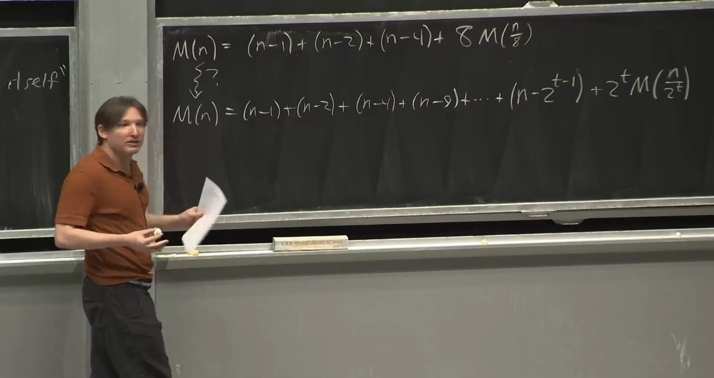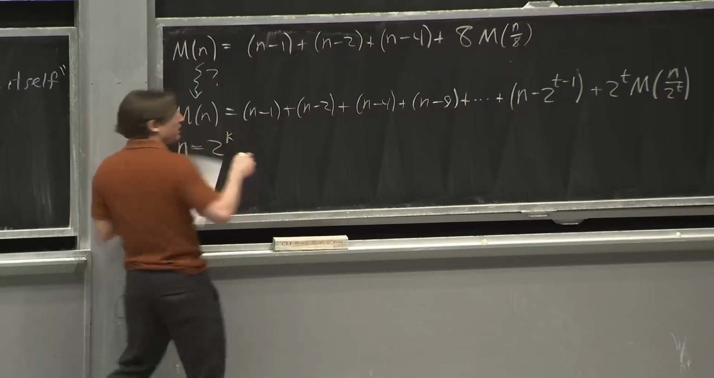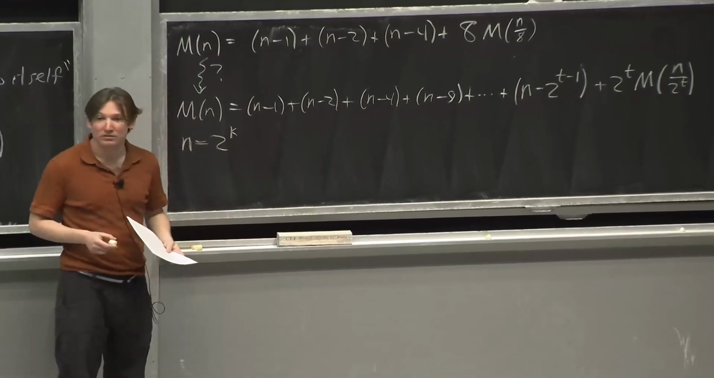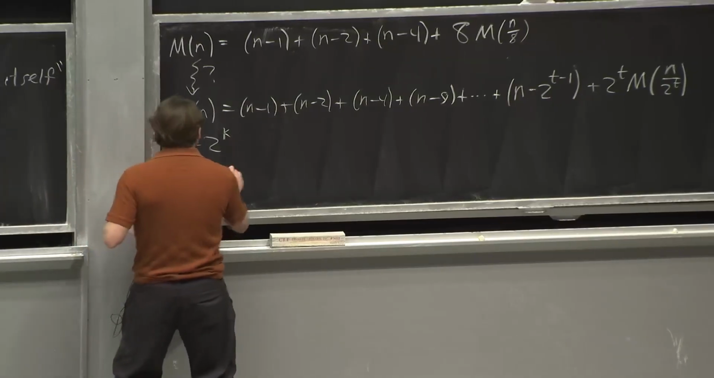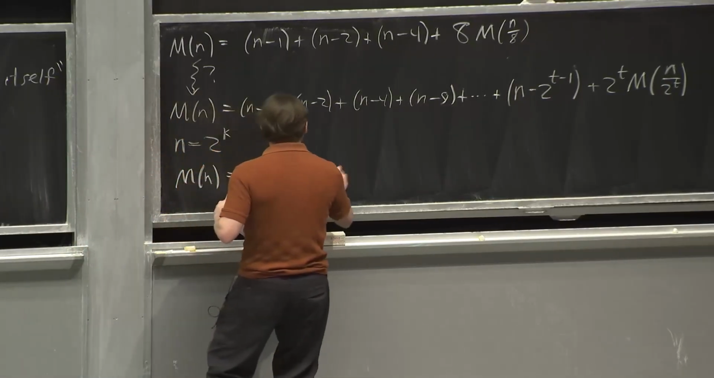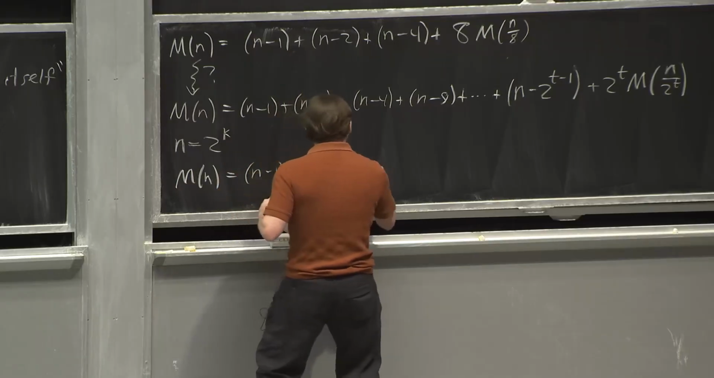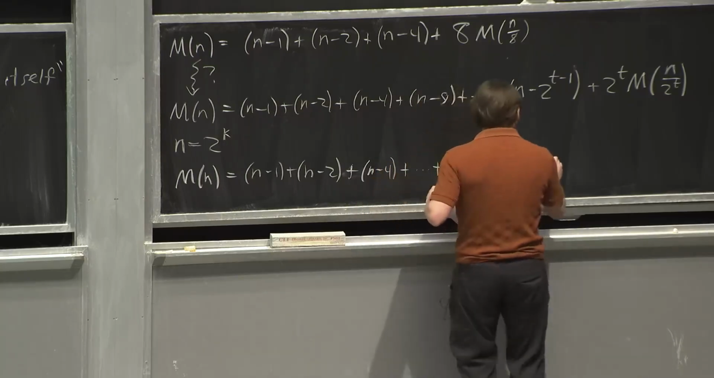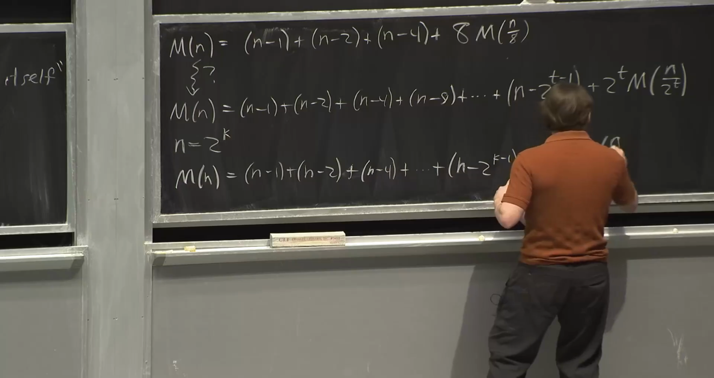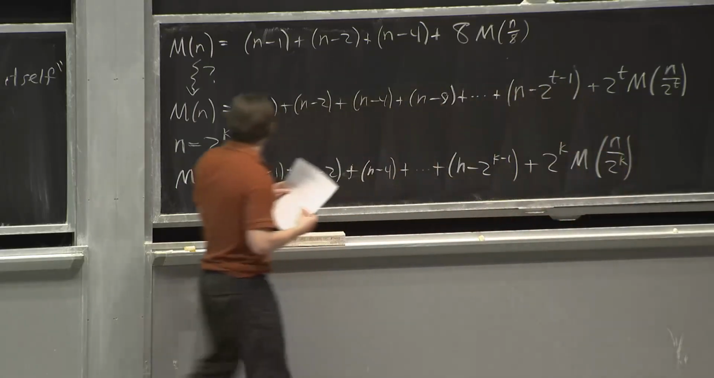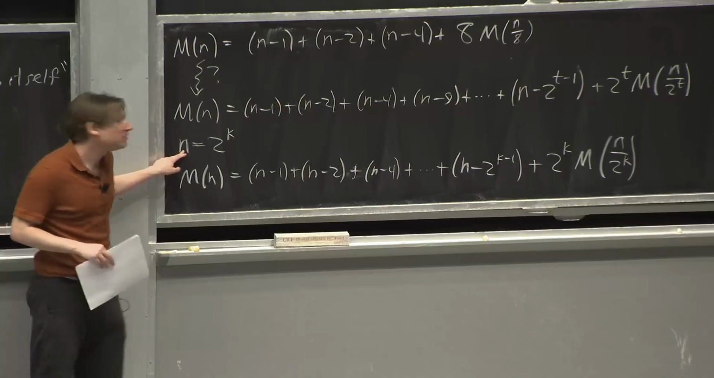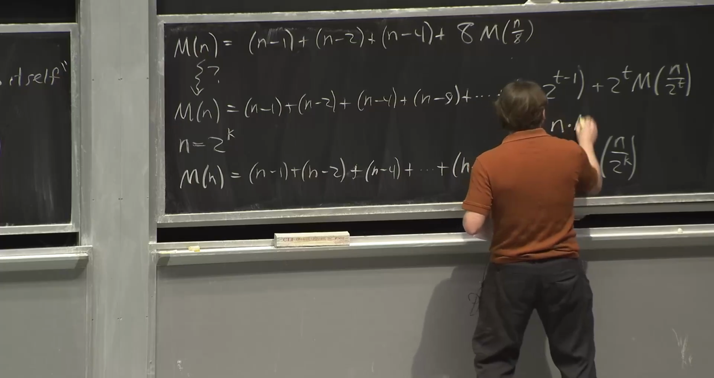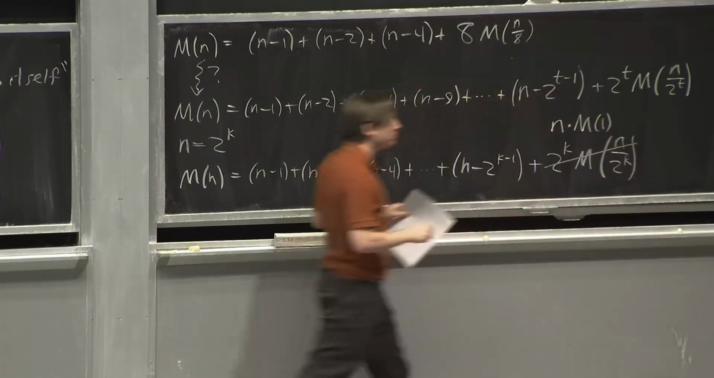And remember, we're already assuming that n is a power of 2. We're assuming that n is 2 to the k. So what happens if we choose t equals k? Then M of n would equal n minus 1 plus n minus 2 plus n minus 4 plus up to n minus 2 to the k minus 1, plus 2 to the k times M of n over 2 to the k. OK, but 2 to the k is n, and n over 2 to the k is 1. So this term here is n times M of 1. Yeah?